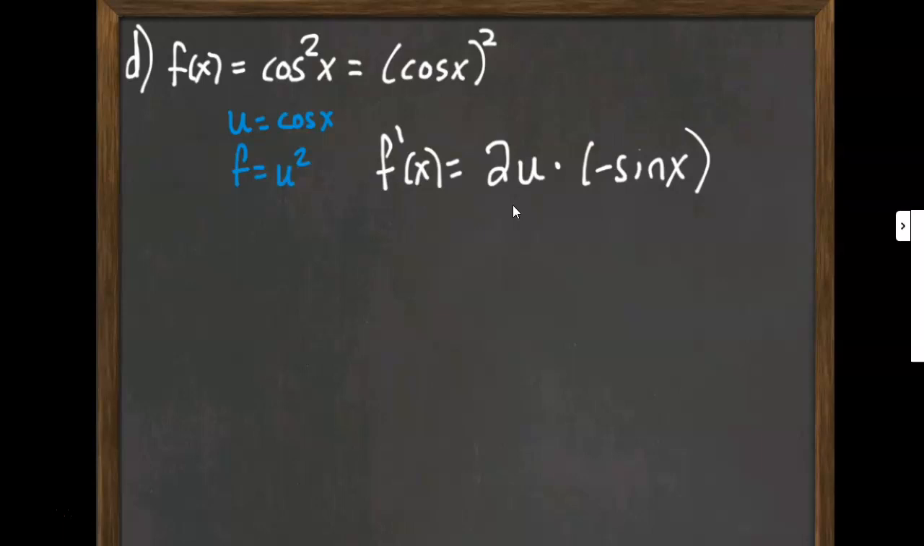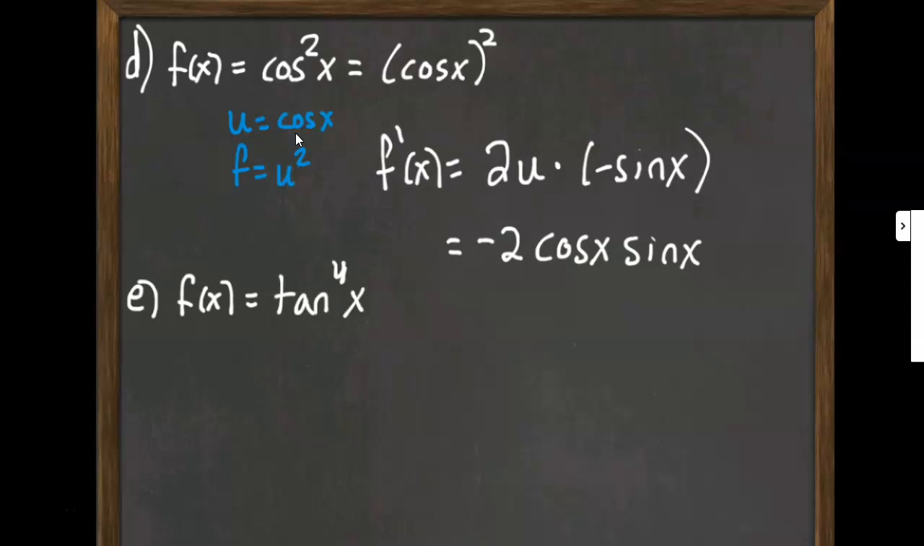And then we just simplify, clean that up, and replace the u with what it's equal to, which is cosine x. So putting all that together, we would have negative 2 cosine x times sine x. It turns out the derivative of cosine squared is negative 2 cosine x sine x. Okay, let's shift gears to another example here.